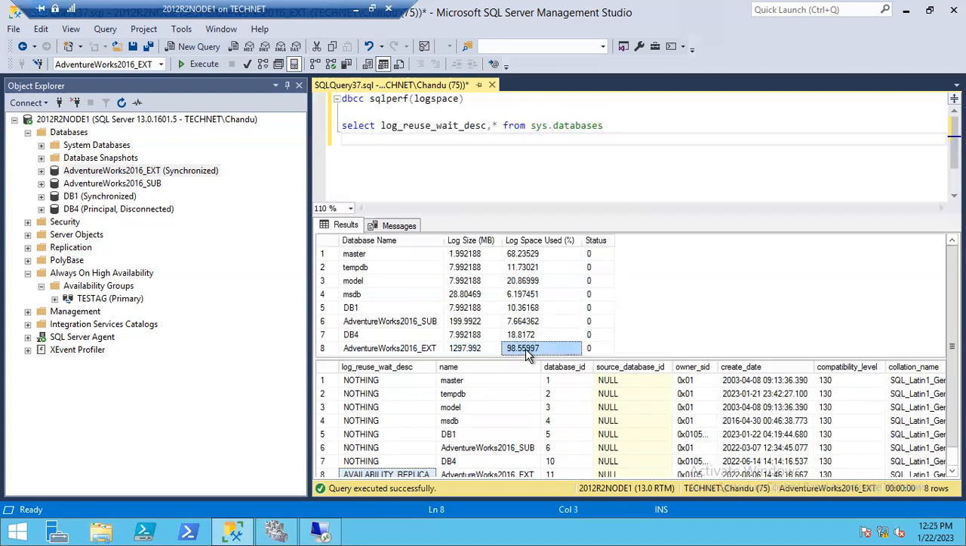So how do we get rid of this issue? If it is impacting production, my personal suggestion is to remove the database from the availability group.